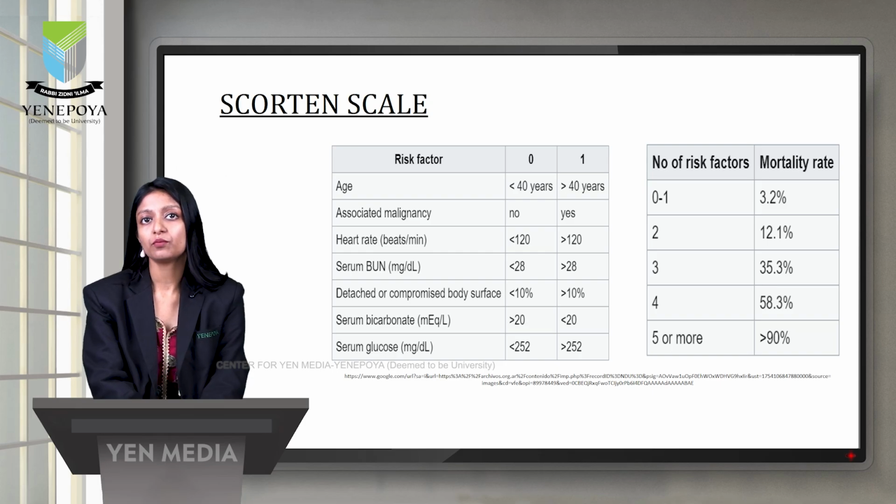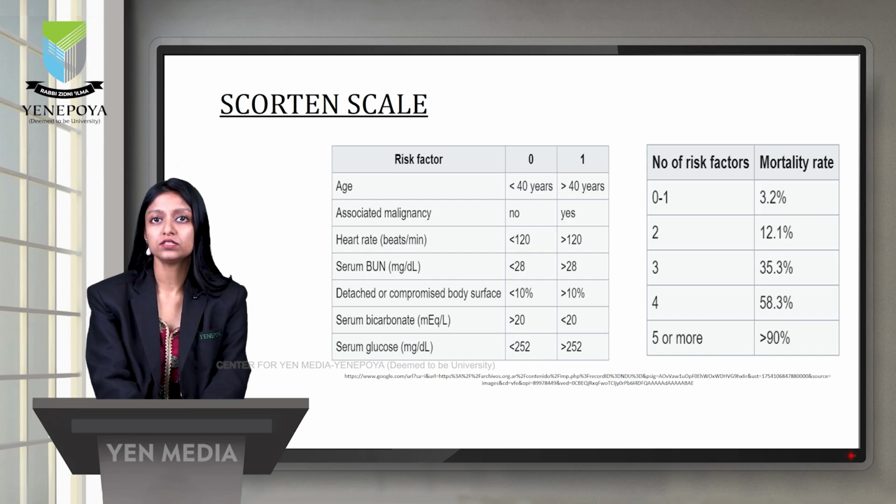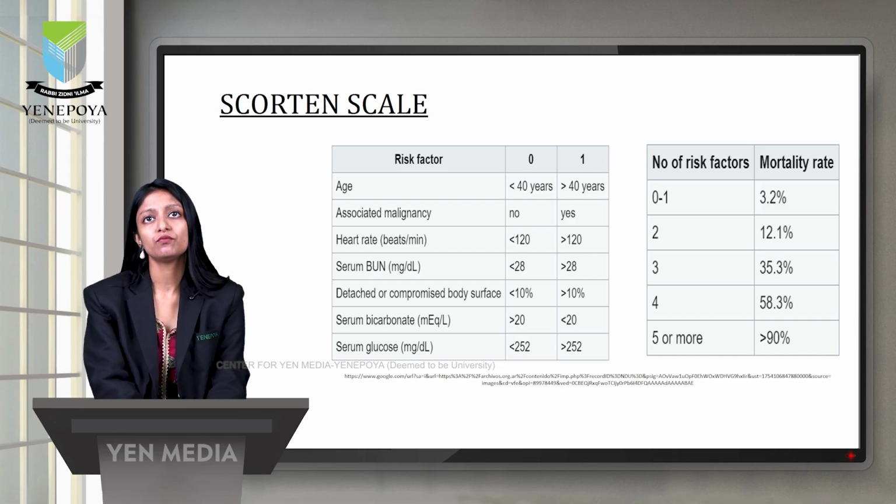Then serum bicarbonate, if it is less than 20, then it is referred to as 1. If it is more than 20, then it is referred to as 0. Then serum glucose, if it is more than 252, then we refer to it as 1, and if it is less than 252, we refer to it as 0.